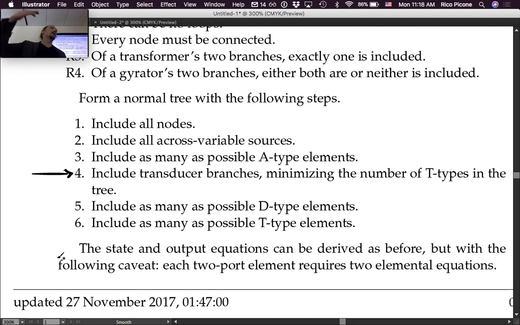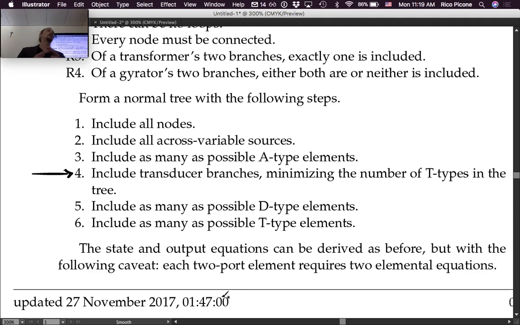Now we can go through our steps, right? Our state, not just state variables, but maybe our primary and secondary variables, system order, state variables, input vector, output vector, elemental equations, continuity equations, compatibility equations. We can go through all of that same stuff with one caveat. Each 2-port element requires 2 elemental equations. Everything else is the same. So once we have the normal tree, we're off to the races.